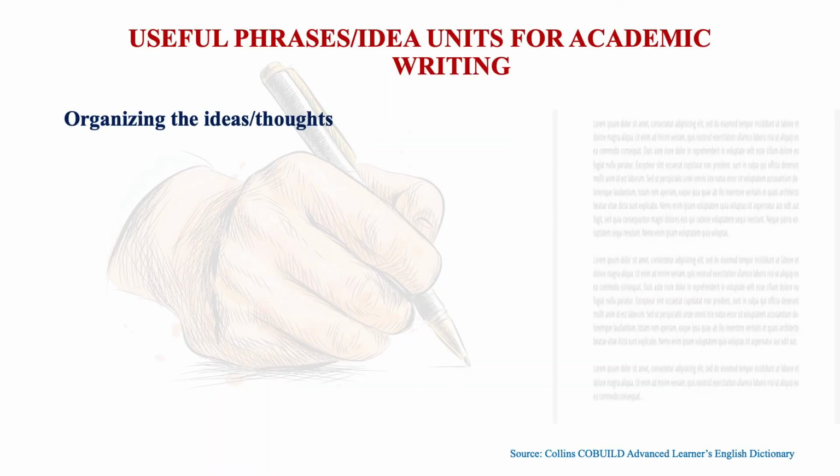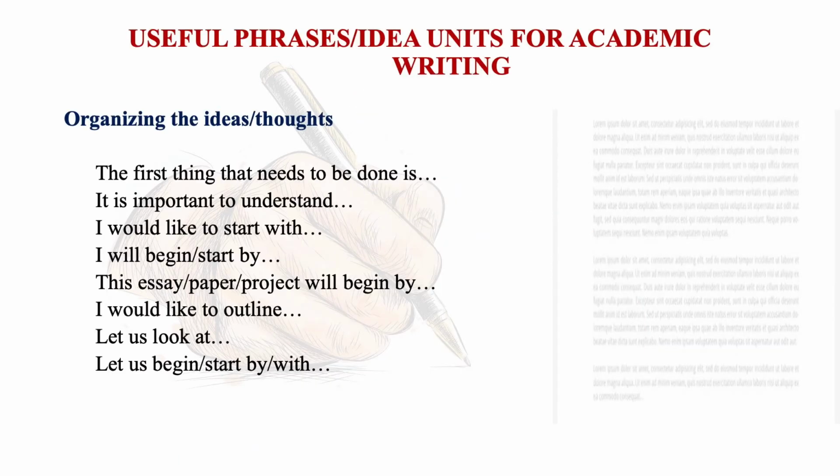So in order to organize your ideas and your thoughts, you make use of certain phrases again. Let me give you examples. Phrases such as, the first thing that needs to be done is this. That means you want to talk about that particular point. So you're organizing your ideas, and then you are explaining a point.